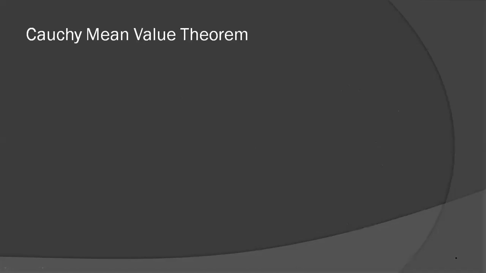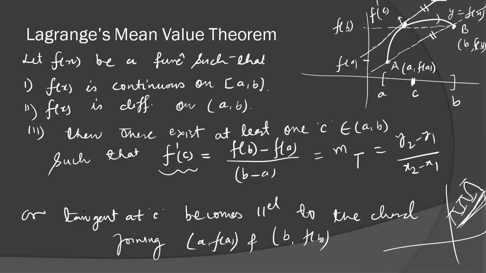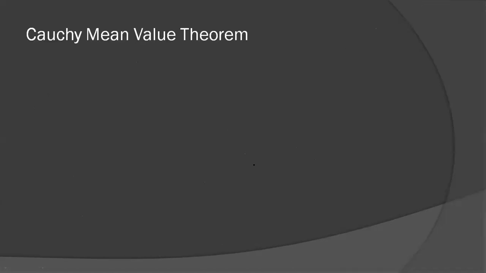Next theorem is Cauchy mean value theorem. This theorem is a generalization. One remark is left in the Lagrange's mean value theorem I want to discuss here. If f(a) equal to f(b) in particular, and a is obviously not equal to b because it's a closed interval, then f dash c will be 0 and it will reduce to Rolle's theorem. If f(a) equal to f(b), which is a particular case of Lagrange's theorem, then this theorem will reduce to Rolle's theorem. Now, Cauchy mean value theorem.